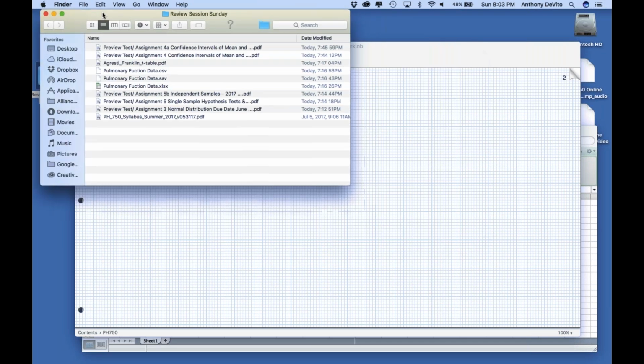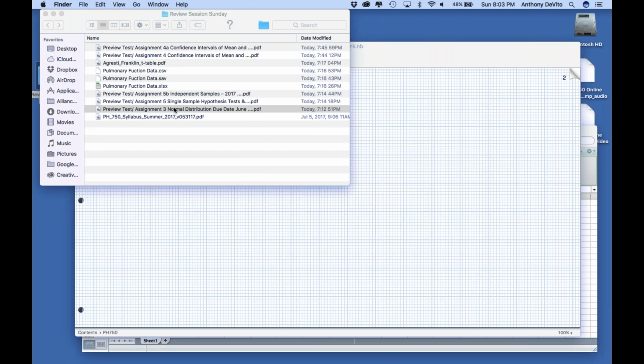Well, actually, 5 is split into 2 different areas. But I want to go over them because there were questions on each of them. So I'm going to start with assignment number 3.